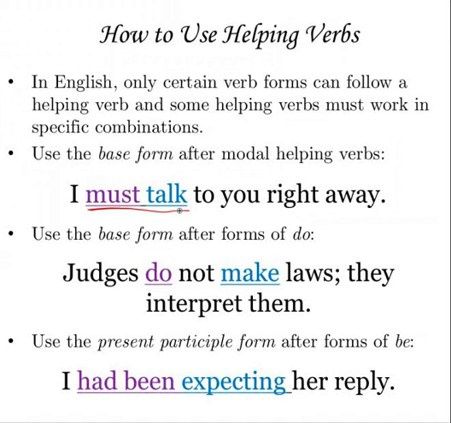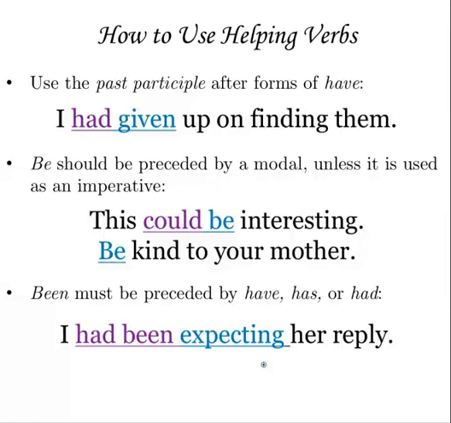You use the base form after forms of do. Judges do not make laws. There's our base form. They interpret them. And you use the present participle form after forms of be. So, I had been expecting her reply. That ing makes it the present participle form. You use the past participle form after forms of have. I had given. It's an irregular form, but given is the past participle of the verb to give.